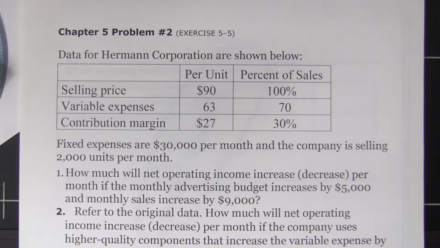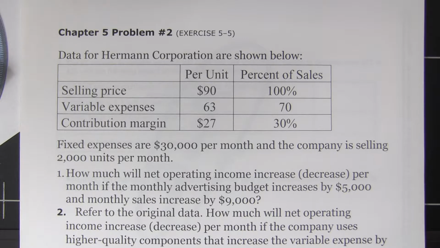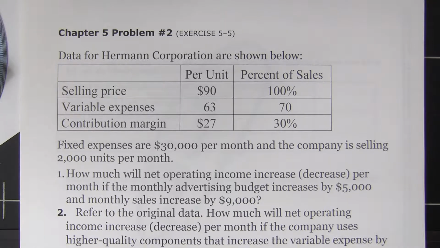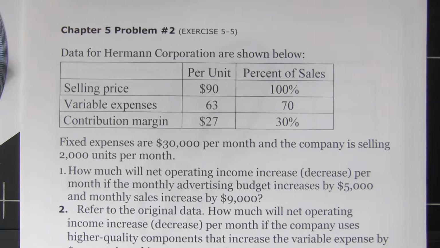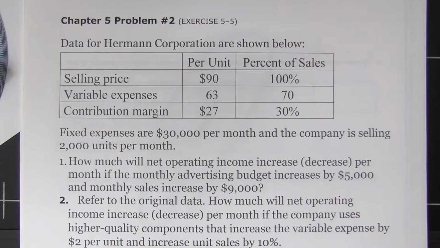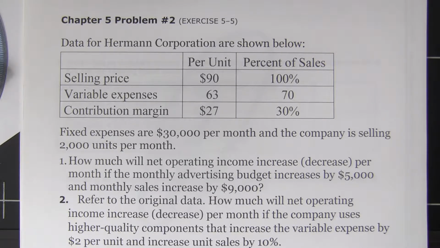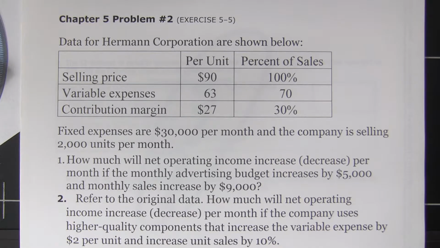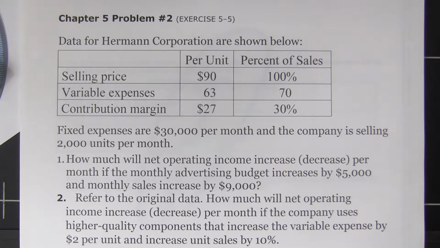Chapter 5, Problem 2. This is exercise 5.5 in your text. And let's go through and read carefully what they tell us. Now, I know this is tough for guys because we tend not to like to read the map before we get lost, but we're going to try to do it. So let's take a look.